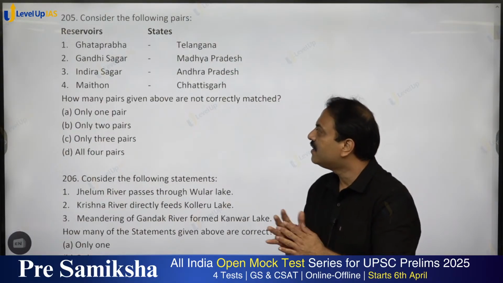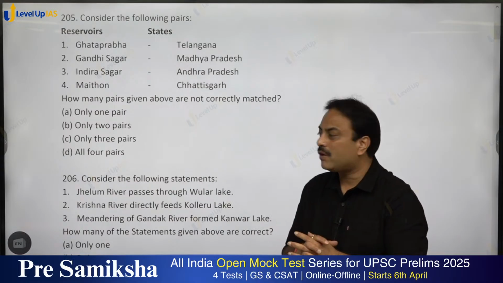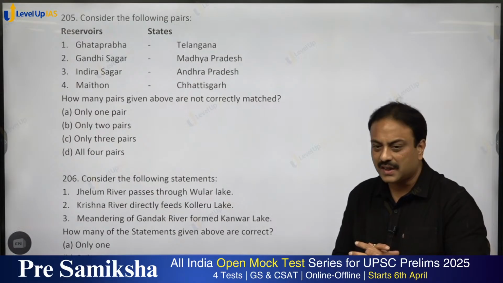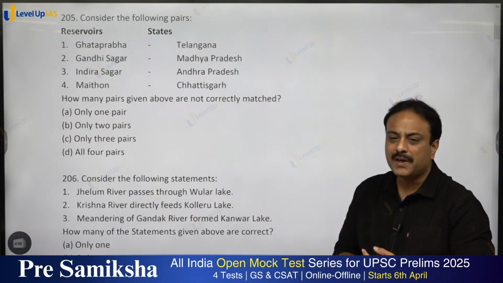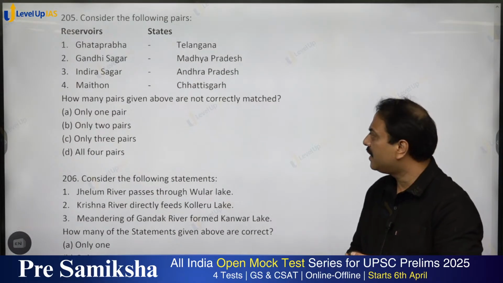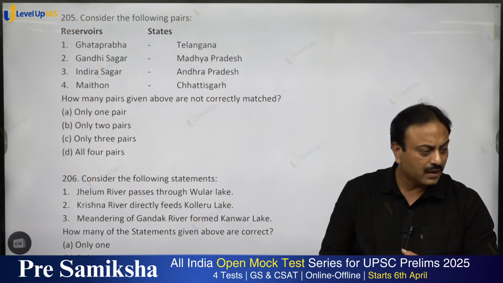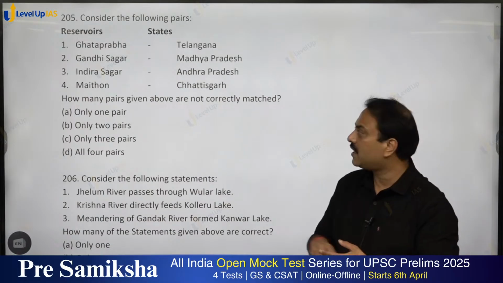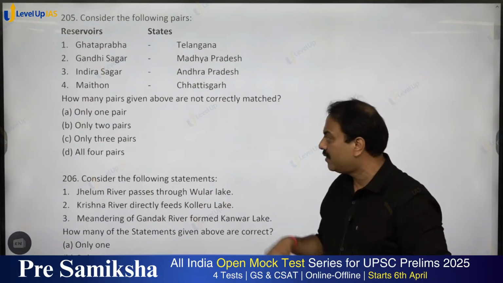Gandhi Sagar. Gandhi Sagar is made on which river? Chambal. And it is in Madhya Pradesh. So it is a correct one. Indira Sagar is made on Narmada. It is also in Madhya Pradesh, and it is written as Andhra. So it becomes a wrong one.